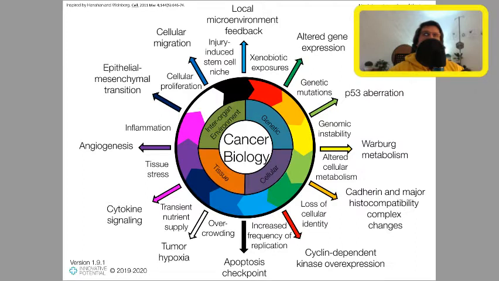So I'm going to start with the local microenvironment feedback, and we're going to just follow the wheel, going in and out into xenobiotic exposures, altered gene expression, genetic mutations, P53 aberration. There's genomic instability, Warburg metabolism. I'm not really going to list them all off, just for the sake of listing them off on screen.